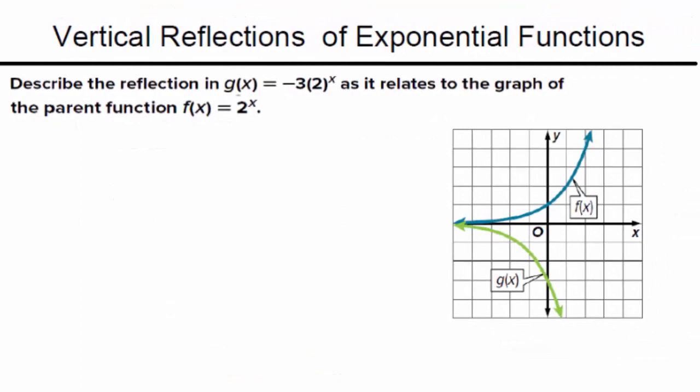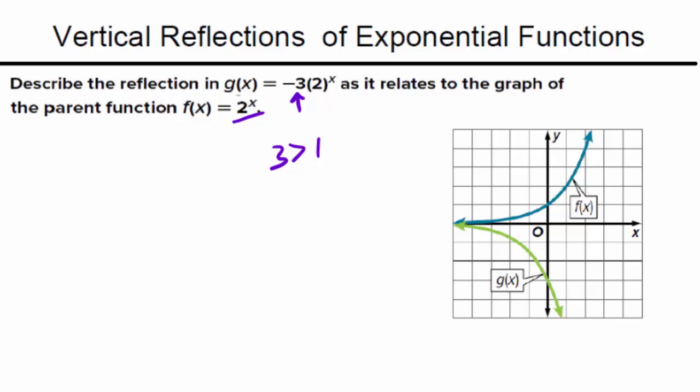So here we have our first one. It's a vertical reflection. So to describe the reflection, g of x equals negative 3 times 2 to the x as it relates to the parent function of 2 to the x. So what we have on the outside is a negative, which is going to cause a vertical flipping. But because the 3 part of it is greater than 1, it's also going to be a vertical stretching.